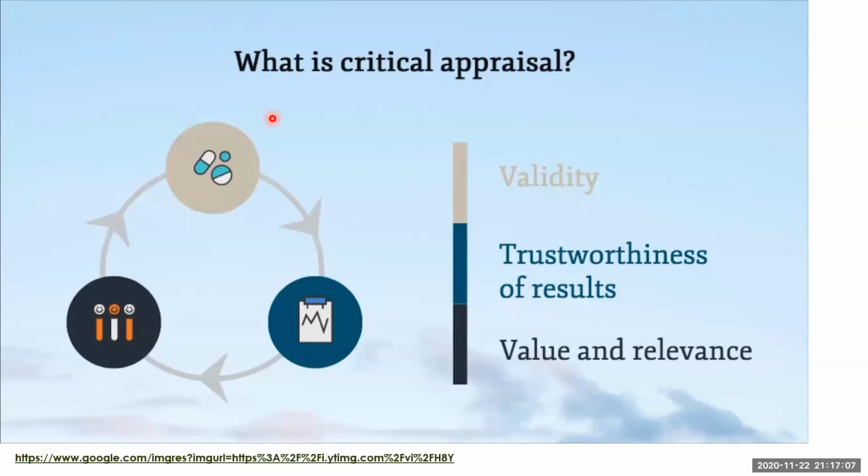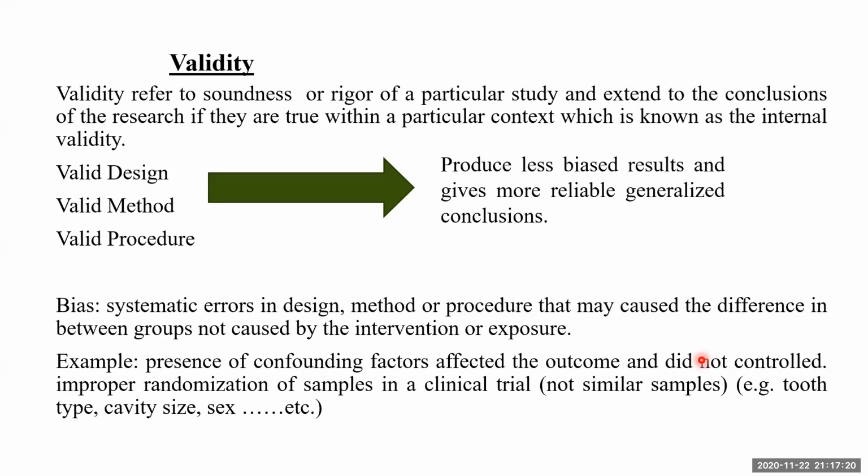So the critical appraisal process is made of 3 very important components, which are the validity, the trustworthiness of the results, and the value and the relevance of the research. By the way, I just want to mention that the time may be off after 40 minutes, so you are free to join again with the same link.